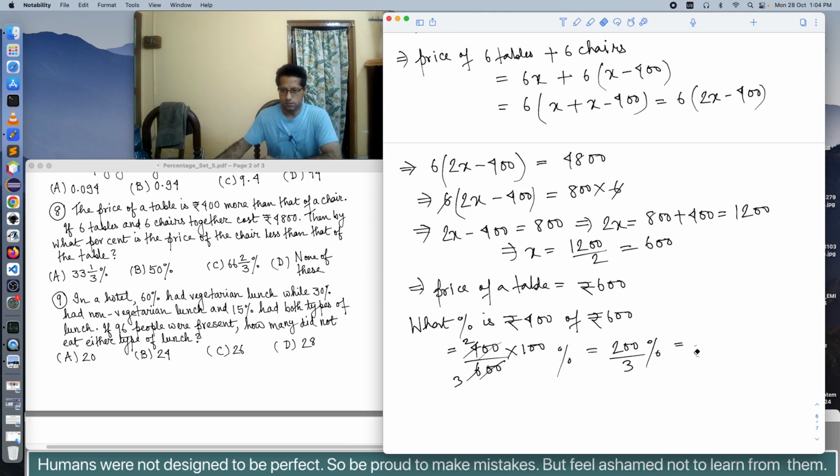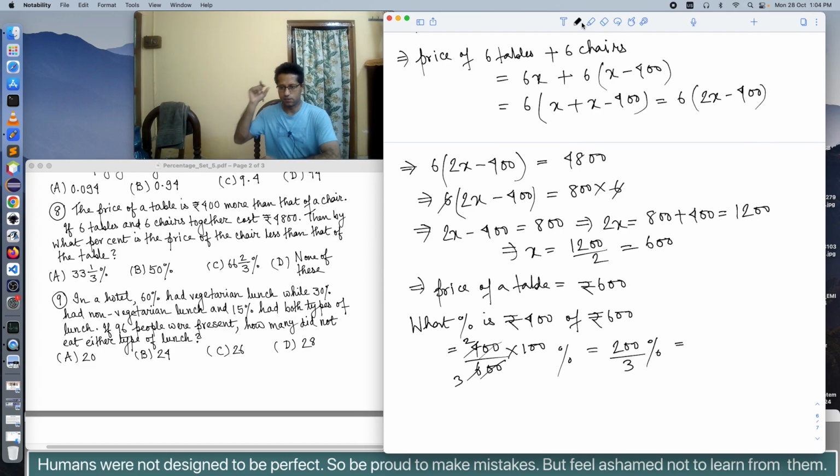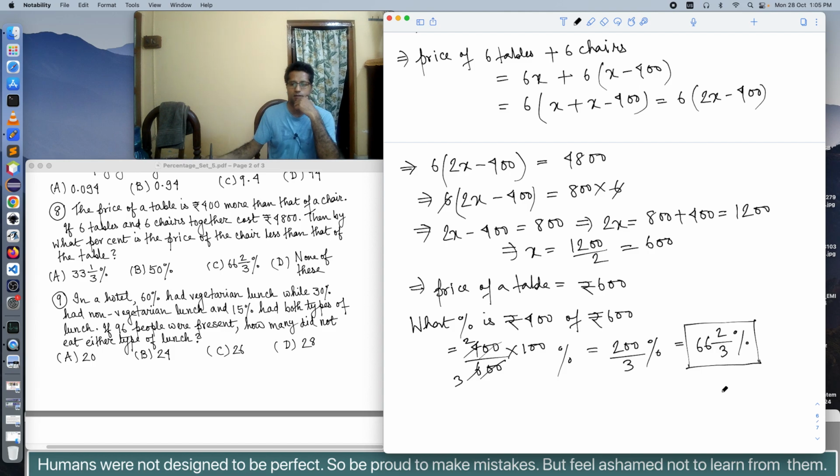When 200 by 3 is expressed as a mixed fraction, it will be 66 and 2 by 3 percentage. So the price of a chair is 66 and 2/3 percentage less than that of a table, and hence the correct choice is C. C is the correct choice.